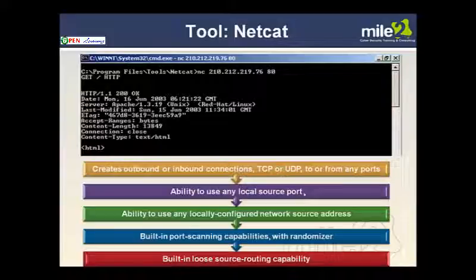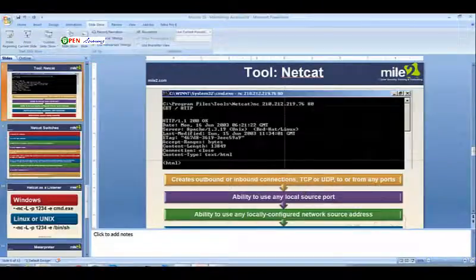Now here's an interesting tool. It's called Netcat. Some call it the Swiss Army knife of networking. Some call it a Trojan. It's not really technically a Trojan, but it's a very powerful tool. And with this, it has many functions. So I'm going to go out and show you some.